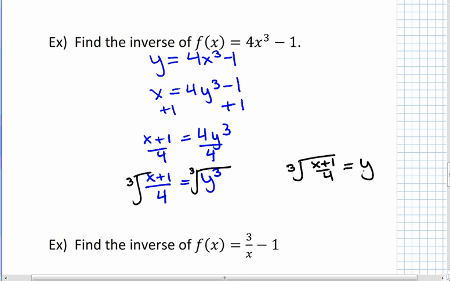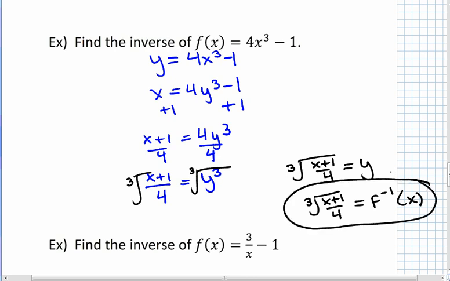And this is a function, so we'll replace it with f inverse of x. And that is our inverse. Notice that is the inverse of 4x to the third minus 1.